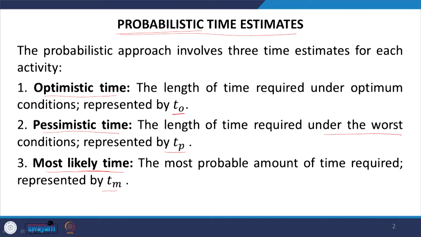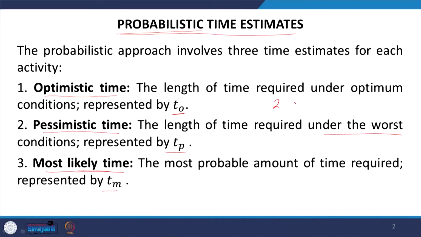For example, for a particular activity, TO may be 2 days, TP may be 4 days, and Tm will be 3 days. So, if everything is favorable, everything is optimistic, you will complete this activity in 2 days. In the worst scenario, you will complete the activity in 4 days, but most likely you will complete the activity in 3 days. So, these are the 3 time estimations which are possible for a particular activity.